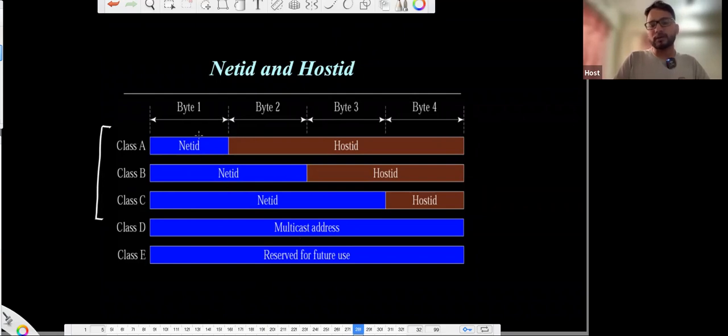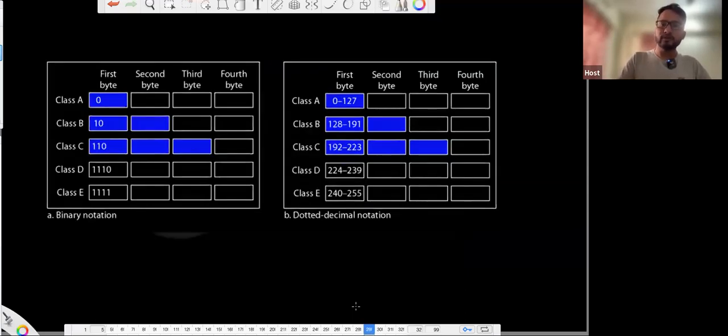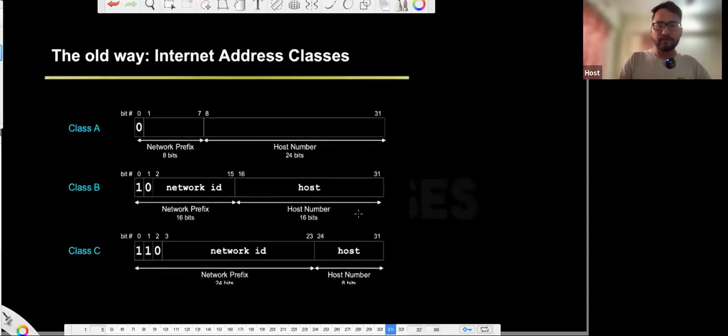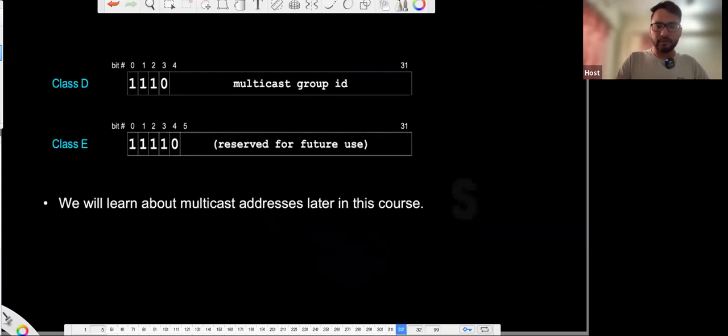If it is class A, then the initial 8 bits are the network ID. If it is class B, then the initial 16 bits are the network ID, like that, right? If it is class C, then the initial 24 bits are the network ID. So what do I mean by network ID? Let's suppose that I do have some IP address. So this is the range. Suppose I do have some IP address. Okay, so maybe let me take one IP address.